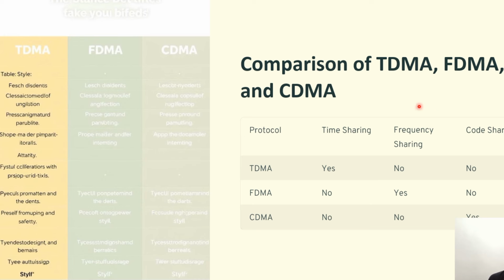Comparison of these methods. In the case of time sharing, only TDMA uses time slots; the remaining methods do not. The frequency sharing is among FDMA only; it is not applicable for TDMA and CDMA. Finally, there is no code sharing for TDMA and FDMA. Only CDMA has the unique code concept.